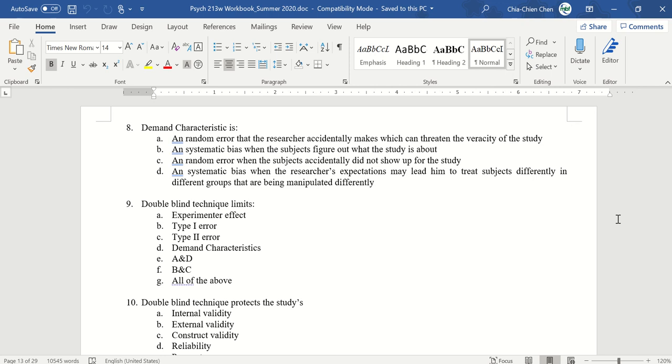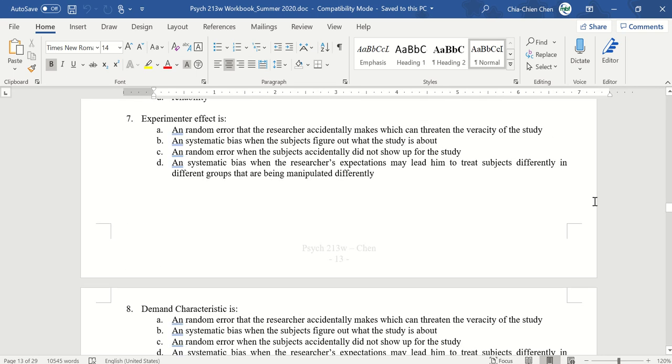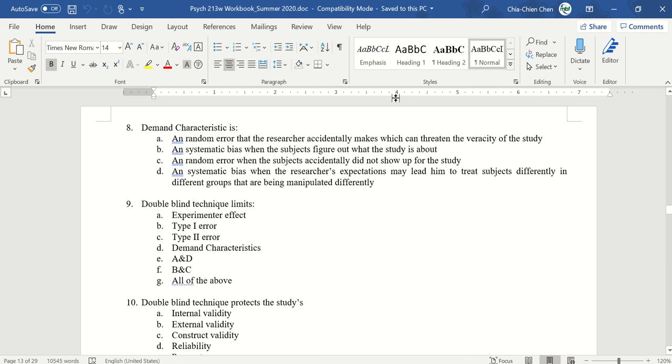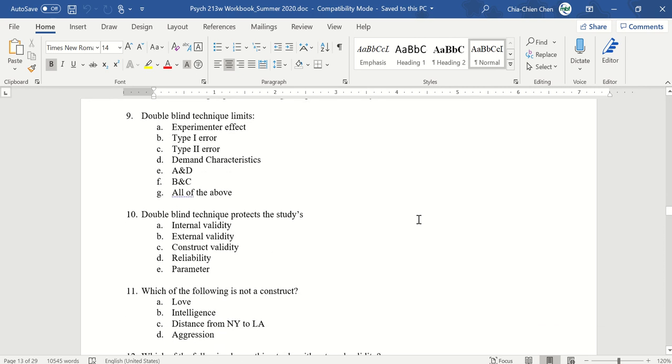Okay, so what is C? A random error when the subjects accidentally did not show up. Okay, so that is just random error. D, what is D? A systematic bias when the researcher's expectation, okay, so D is experimental effect, like the previous one. That's the correct answer for number 7. So number 8, the correct answer is B.